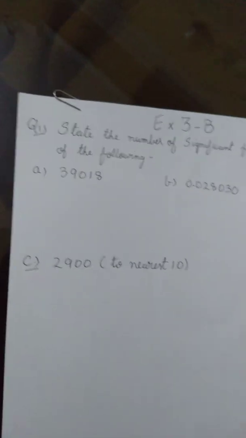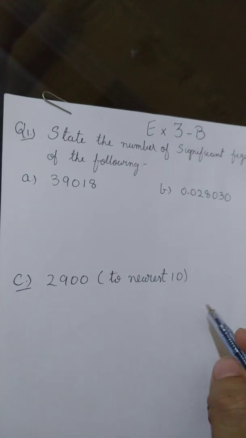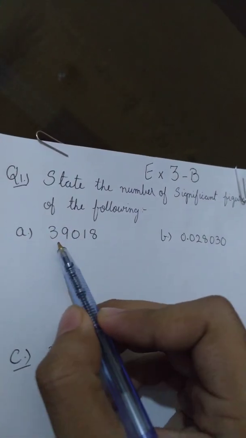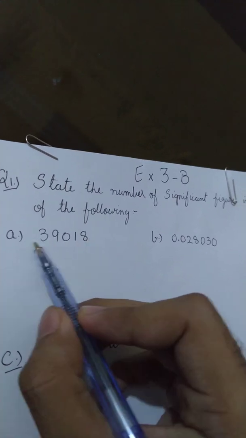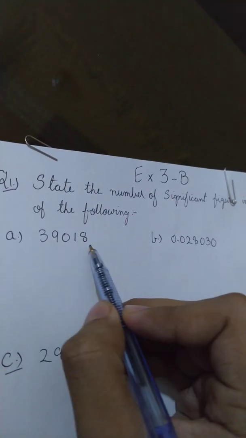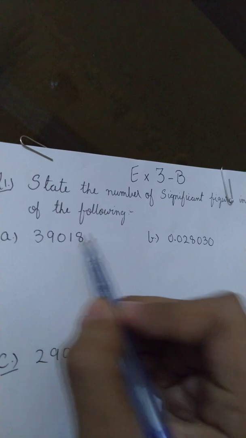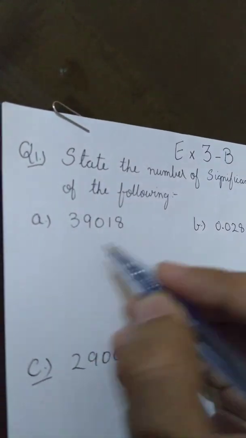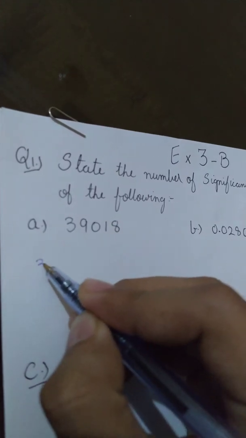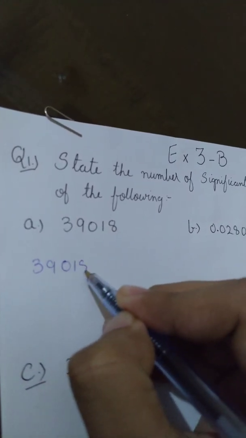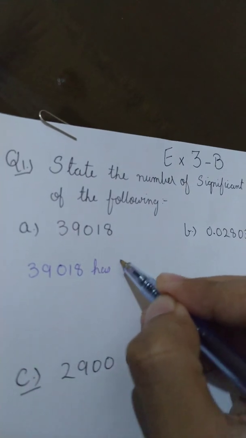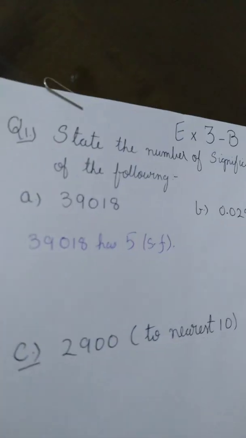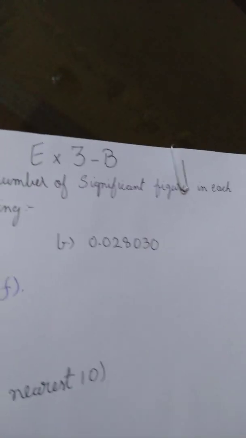Now I think question 1 is very easy for us to solve. So part A, the significant figures here are 1, 2, 3, 4. These are non-zero numbers, so they are all significant. This 0 is between two non-zero numbers, so it will also be considered significant. So this number has 1, 2, 3, 4, 5. 39018 has 5 significant figures.